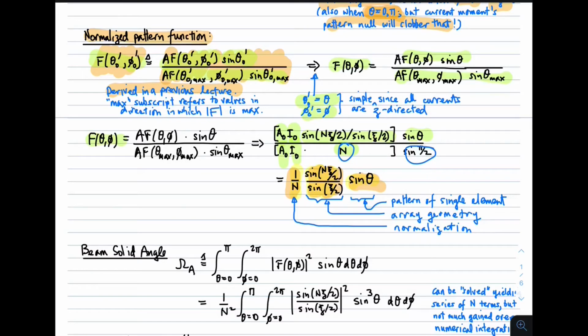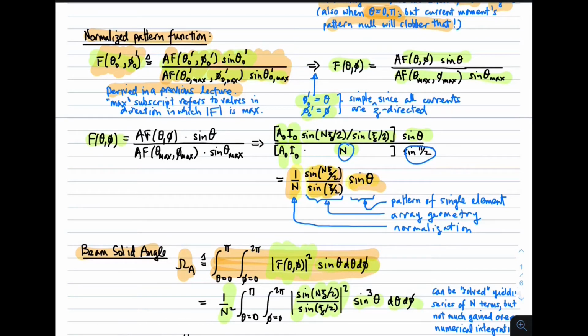The next step in computing the directivity, according to the default recipe that we've established in a previous lecture, is to compute the beam solid angle, omega sub a. This is the definition that we came up with: integration over the sphere of the normalized pattern function squared, or what we would call the normalized power pattern, with this differential element of solid angle. So making the substitution, we get 1 over N squared. In the integral, we get the magnitude of that ratio of sine functions squared, and a sine cubed theta, d theta, d phi.